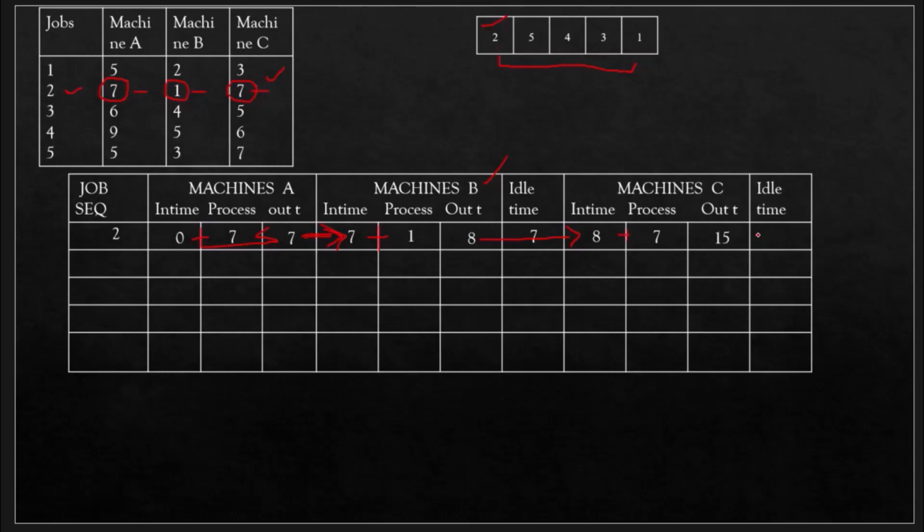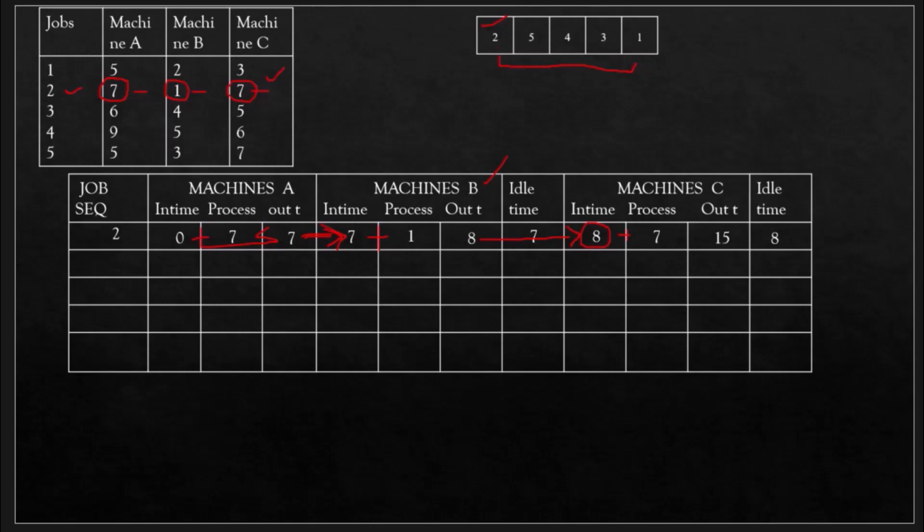Again we want to know the idle time for machine C. Here machine C started working from the 8th hour, so until 8 hours the machine didn't have any work. Until the 8th hour, machine A was processed, machine B was processed, and then we came to machine C. Until 8 hours, machine C didn't perform any task. So the idle time is 8 hours. Now we have completed the job 2 process.